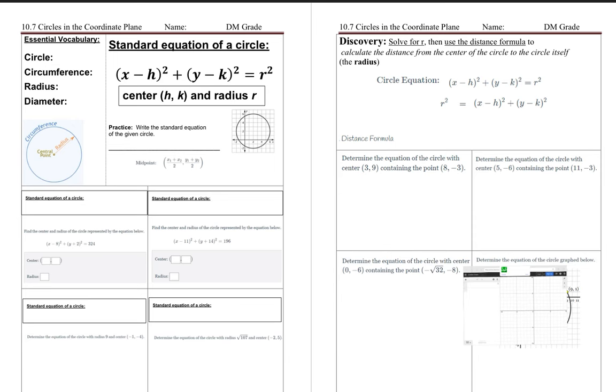Okay, welcome back, kiddos. Now we are starting Unit 10. So we're going to talk about circles. That's the shape we're going to be talking about for the next couple of weeks. So let's get right into it.